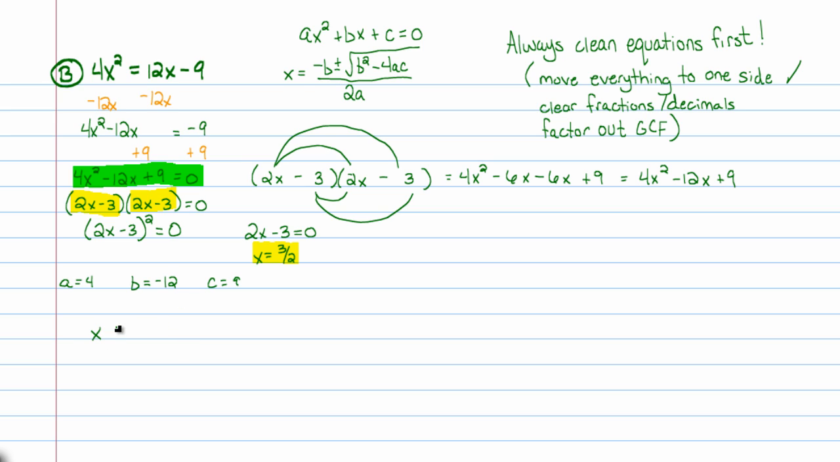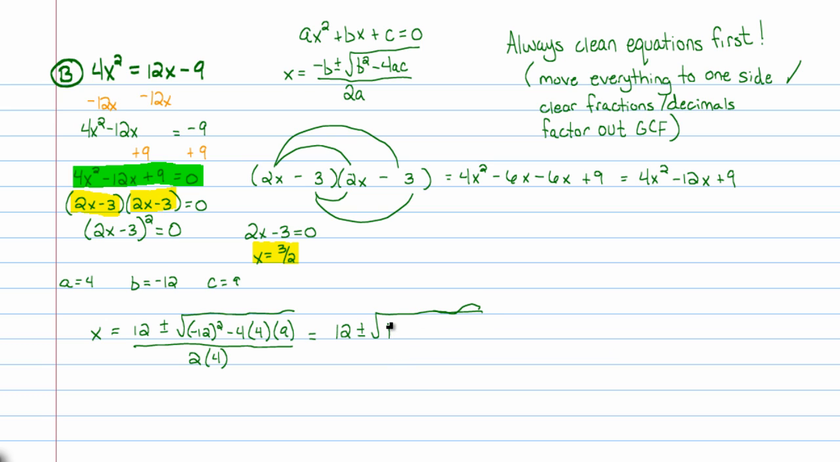So that means that x is equal to the opposite of b, which is now a positive 12, plus or minus the square root of b squared minus 4 times a times c, all divided by twice the value of a. Now I took my time in the last example for PEMDAS, showing the order of operations. Now I'll just speed up a little bit.